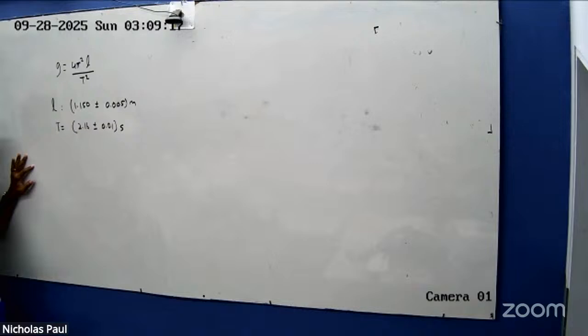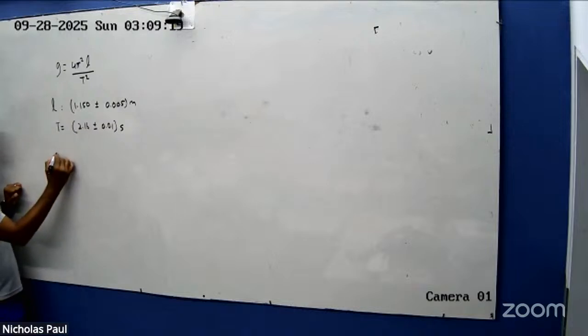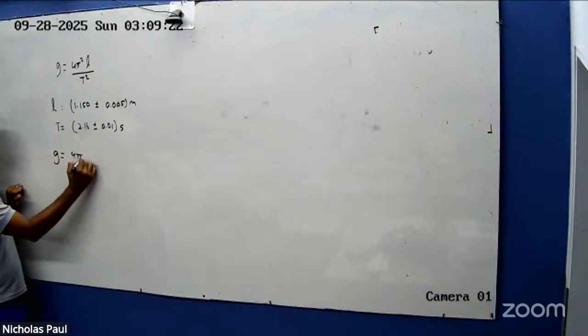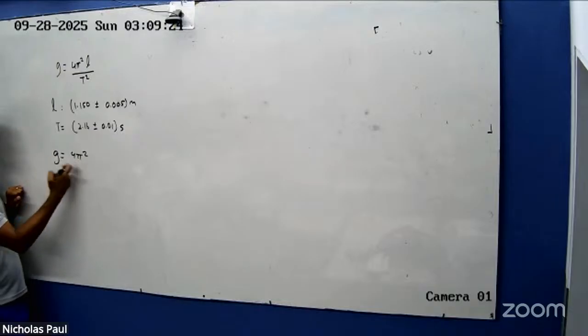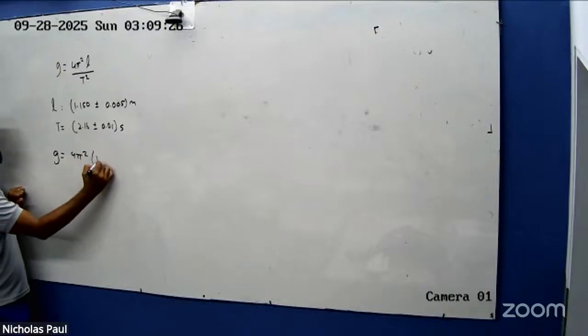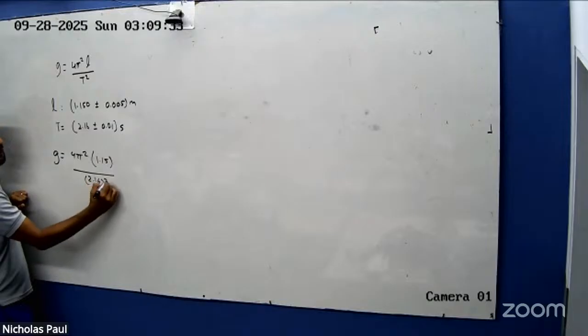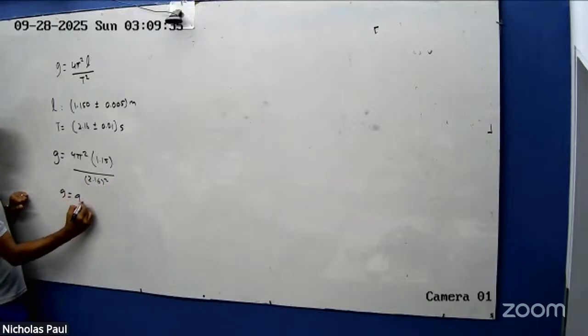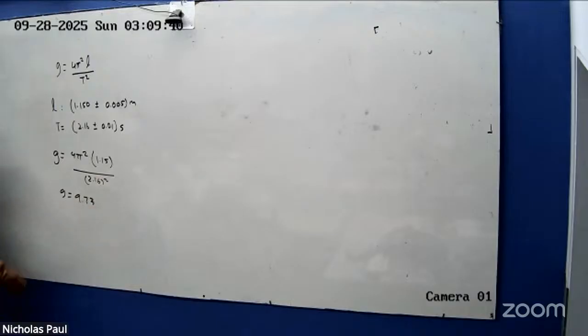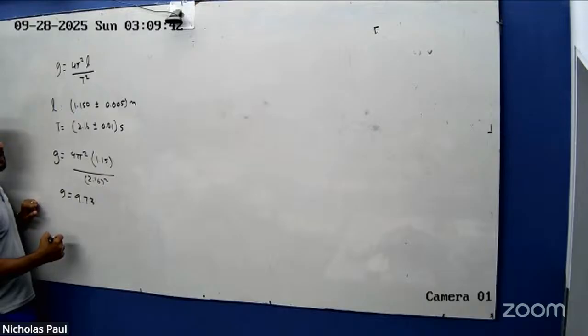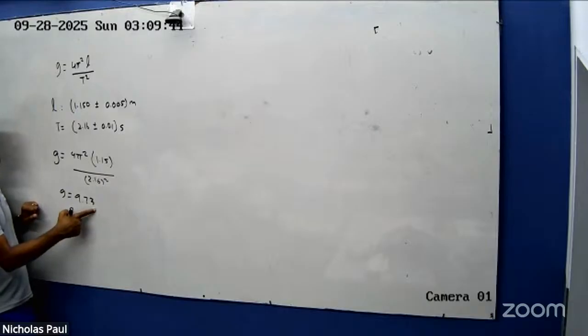Right, ready? Watch here. So first thing first, we have to find G. So that's 4 pi squared. This is the only time we use the 4 and the pi constants, right? L is 1.15. Make sure it's the right unit, correct? All over 2.16 squared. How much is that? 9.73. Right, 9.73. One more decimal, please, just in case.